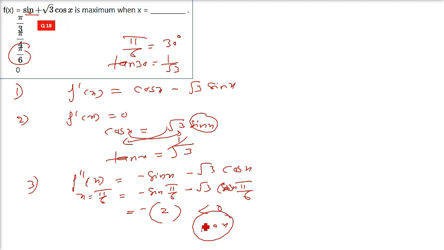So this is an MCQ question, so you can just skip this third part. But if it is not, you have to do this also.